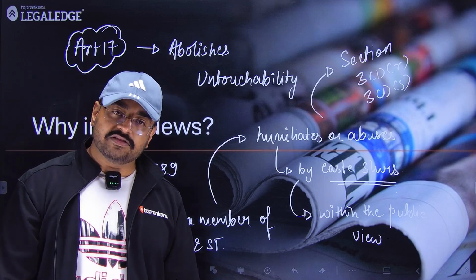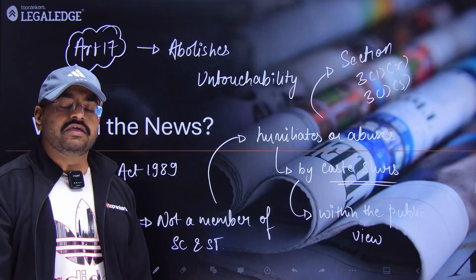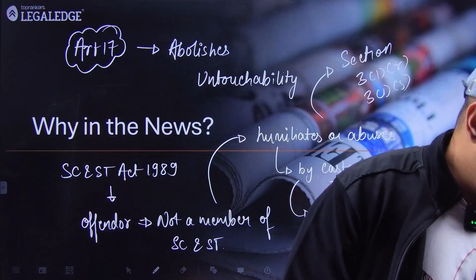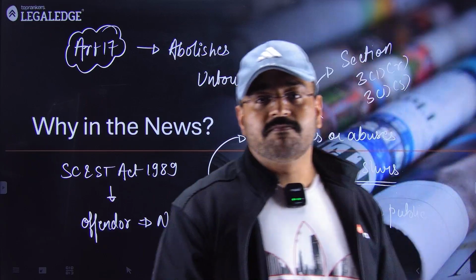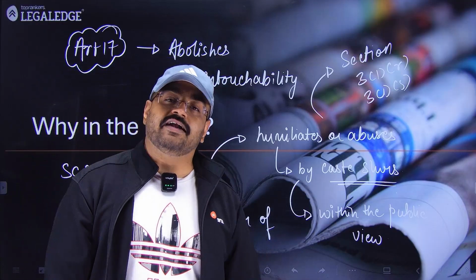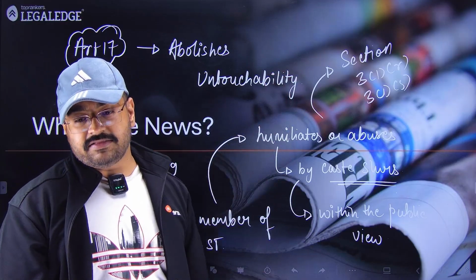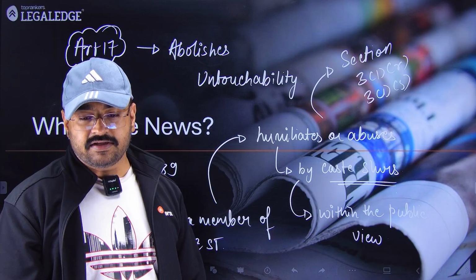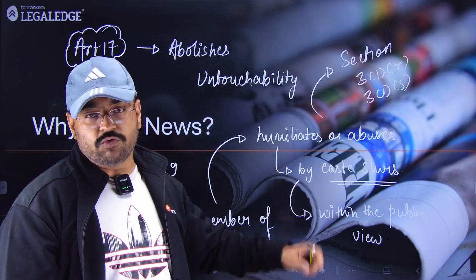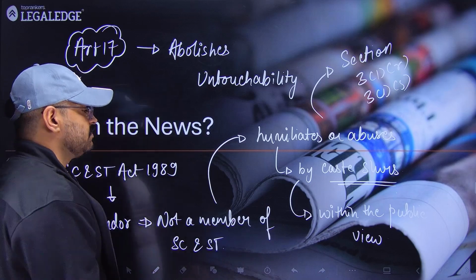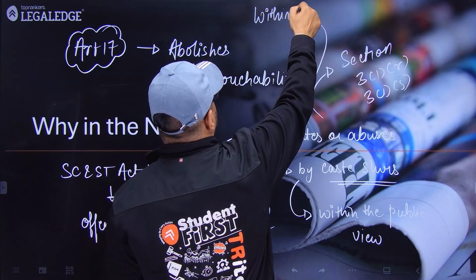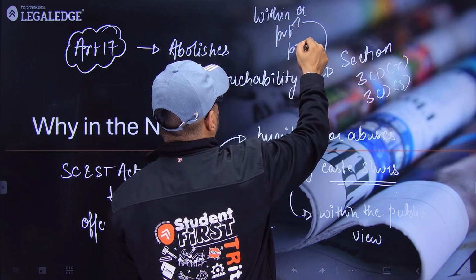ठीक है? If any person who is not a member of the scheduled caste or scheduled tribe humiliates with the intent of or humiliates or abuses using casteist slurs against any person who is a member of SC/ST community, that person will be punished under section 3(1)R and 3(1)S of the SC/ST Act, provided the act of humiliation was taking place within the public view only. But then the question comes up that what if the abuse is taking place within a private property?